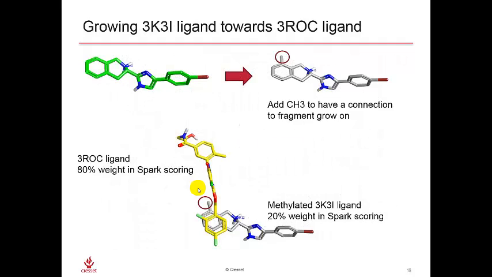To set up the experiment, we first needed to add a methyl group to the ortho position on the tetrahydroisoquinoline part of the 3K3I ligand, and this serves as an attachment point where we grow our fragment from. Using Spark's ability to have multiple references to score against, we weighted the 3K3I ligand at 20% and the 3ROC ligand at 80%. And this is really because we wanted to push the fragments onto the field point pattern that is created by this 3ROC ligand. Now for this experiment in 2011, we did not use protein excluded volume.